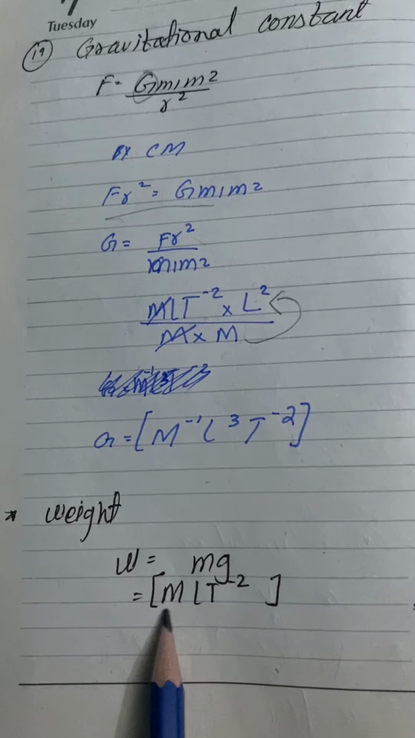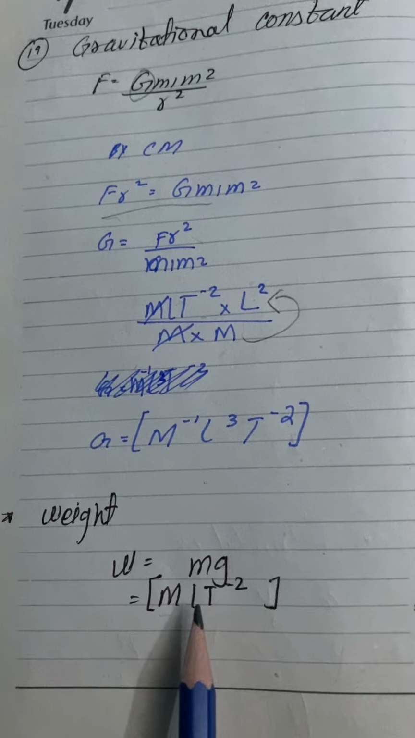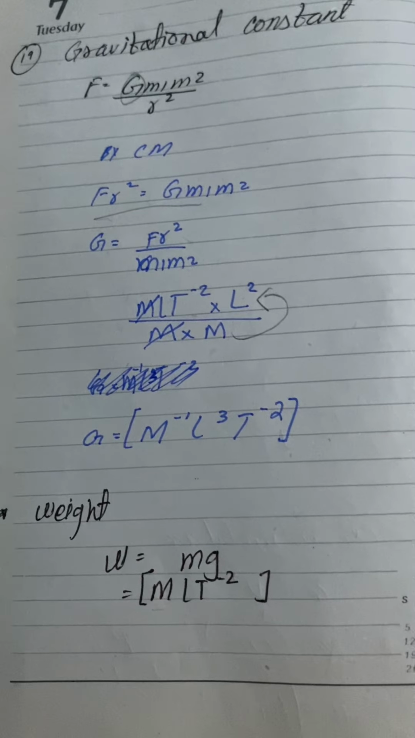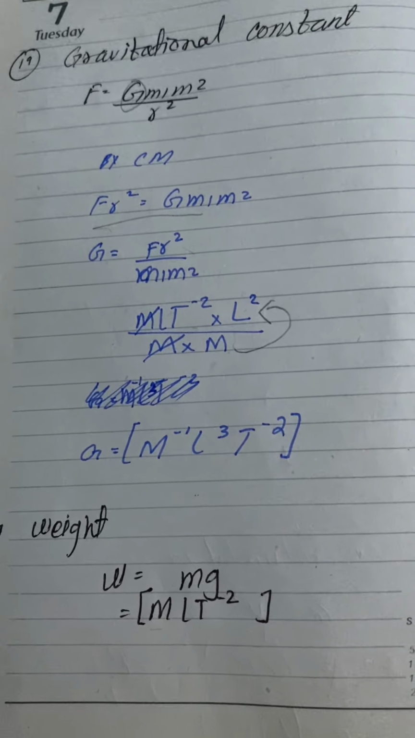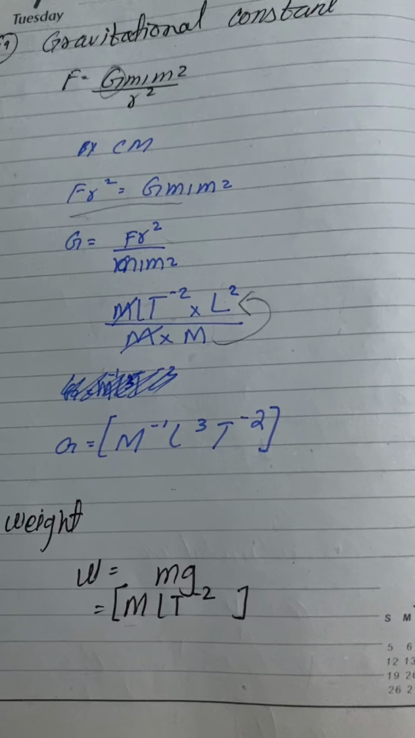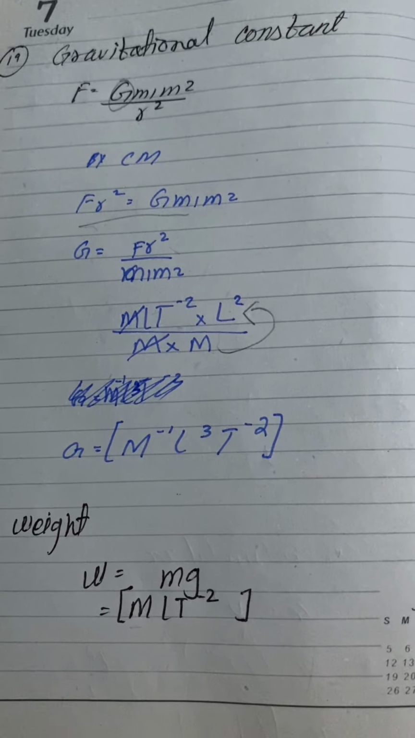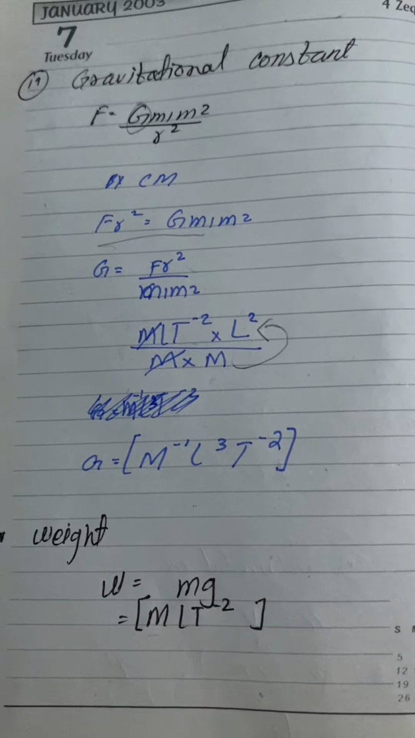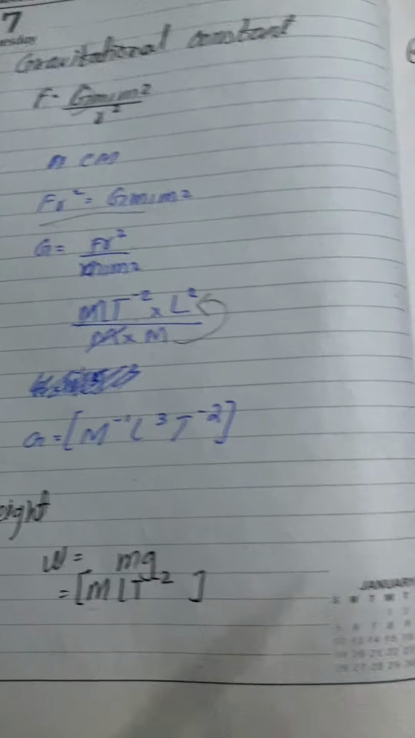Now the dimension of weight is equal to mg. M will be denoted as a capital M, and G here is telling us about gravity. That gravity, or we can say acceleration, is equal to LT minus 2. So it will be the dimension of weight.